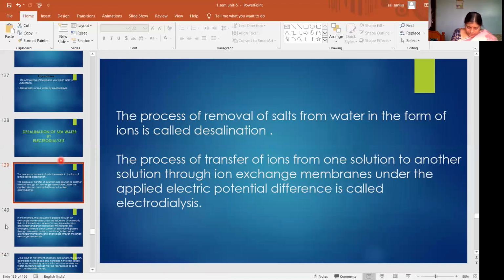First of all, what is meant by desalination? The process of removal of salts from water in the form of ions is called desalination. Then what is electrodialysis? The process of transfer of ions from one solution to another solution through ion exchange membranes, under the applied electrical potential difference, is called electrodialysis.